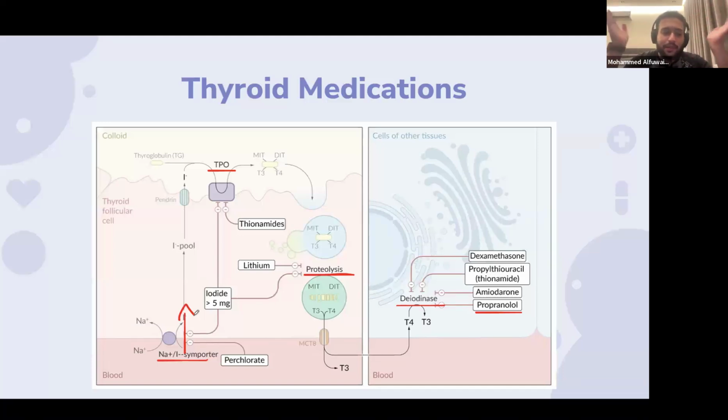So you replace it with levothyroxine after the procedure, after giving the radioactive iodine. This is basically thyroid pharma, pretty much in a nutshell.